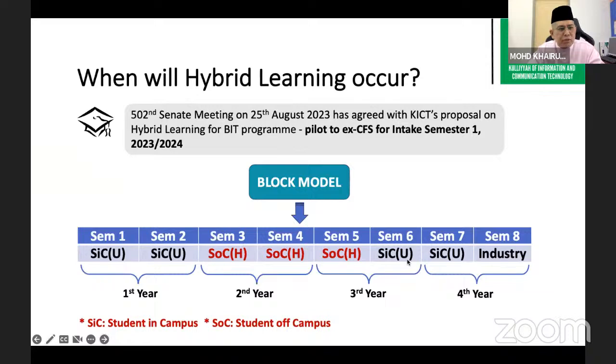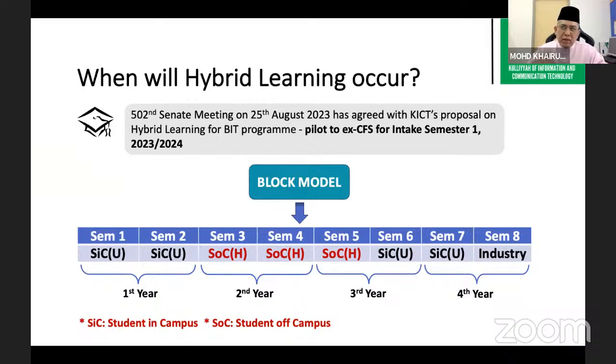In semesters 6, 7 and 8, in semester 8 basically you will go to the industrial attachment, where you have to go physically. And in semester 6 and semester 7 basically you have to complete all the specializations, and you have to be in the campus. So this is the model that we offer to BIT students only.